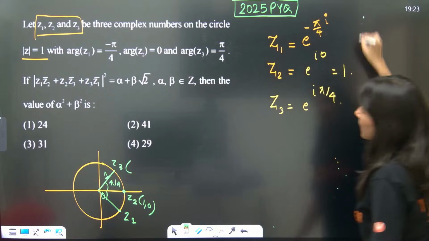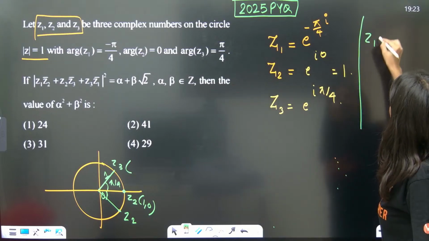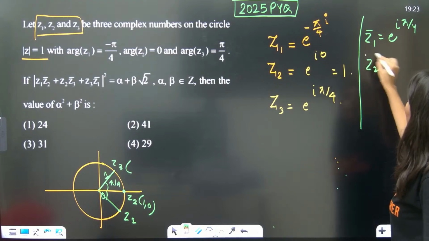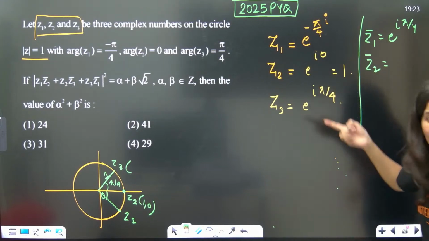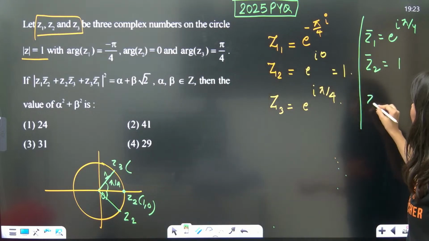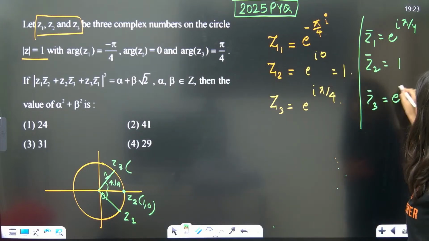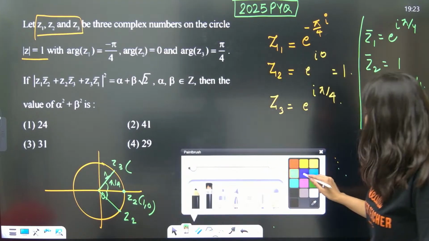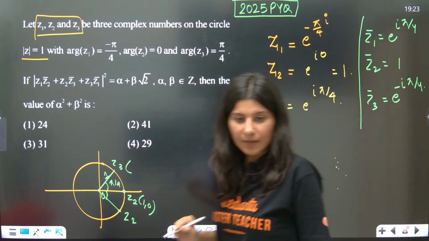Now just tell me, they are talking about Z1 bar. Z1 bar will be what? E power iota pi by 4. Z2 bar will be what? Now bar of a real number will be the real number only, so that's it, 1. Z3 bar will be e power minus iota pi by 4. Everybody clear on this? Anybody having any doubts on this?